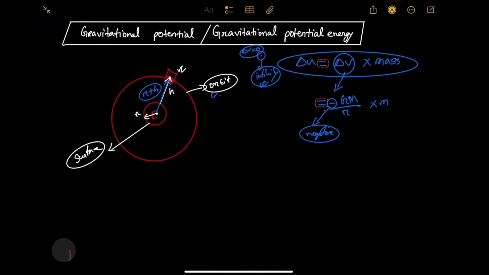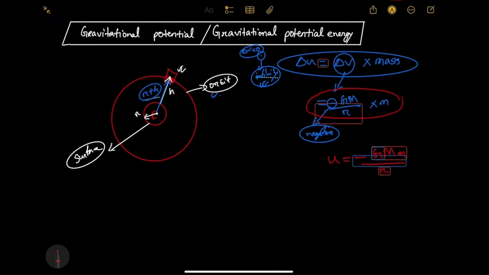So let's now move forward and not waste any more time. Now I can derive the formula: U equals minus GMm by r, by combining the two. Okay, now this is the formula.